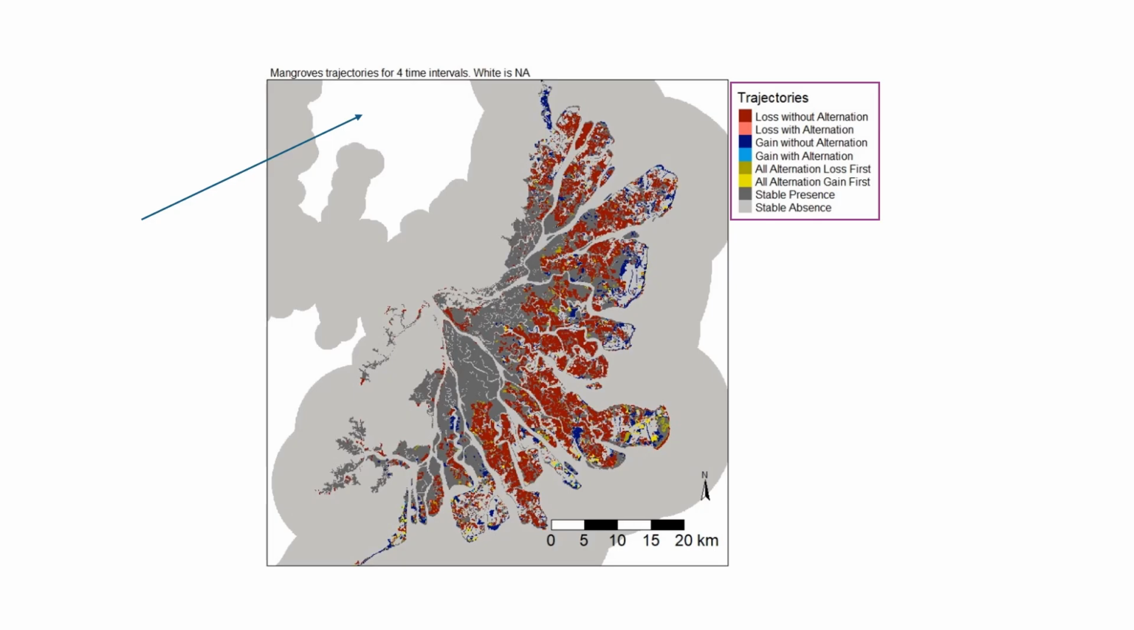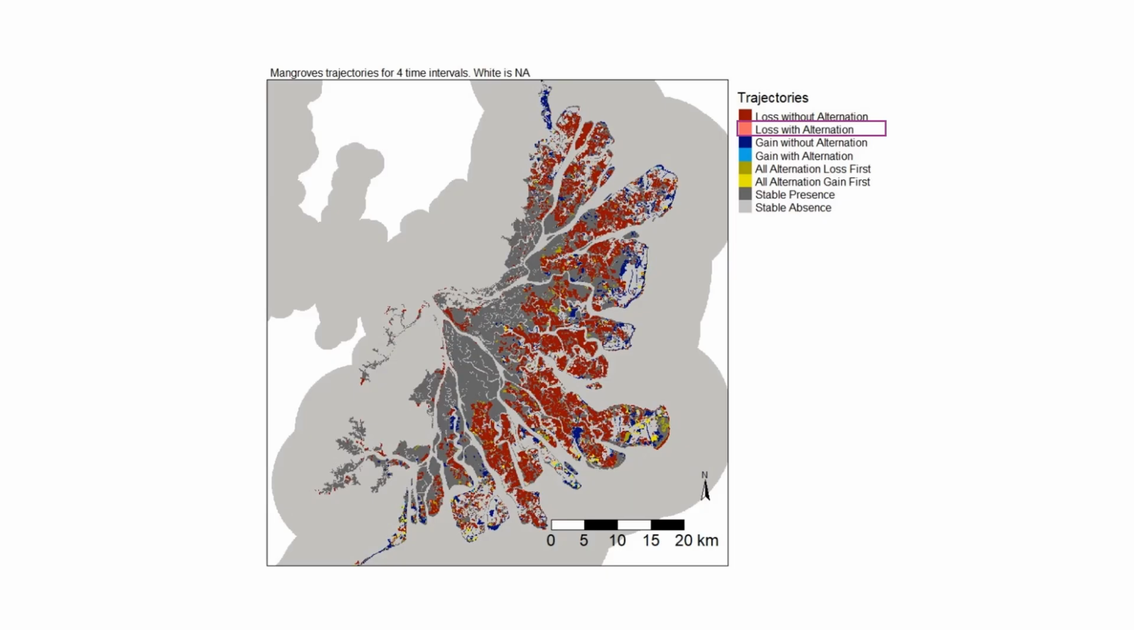In this map, each pixel is color-coded according to its trajectory. Any pixel in white is outside the spatial extent of your study area. The first trajectory is loss without alternation, denoted by the red color on this map. What this trajectory refers to are pixels that at the first time point have the variable being studied, mangroves in the example, and at the last time point do not have the variable being studied, and never gain the variable being studied after having lost it.